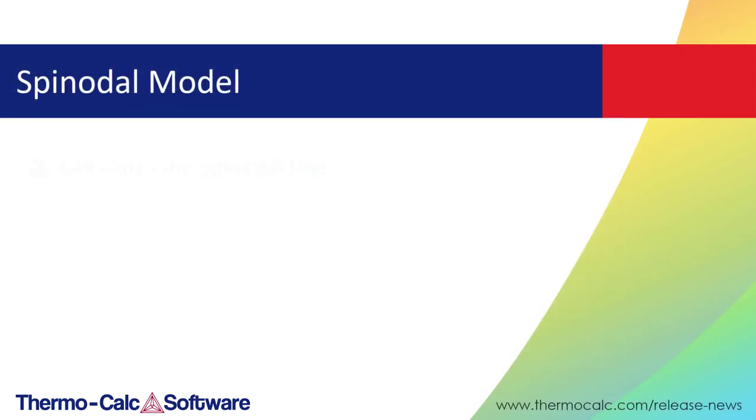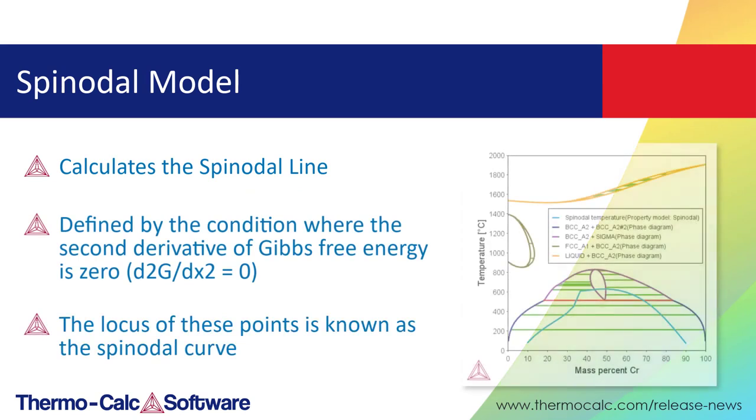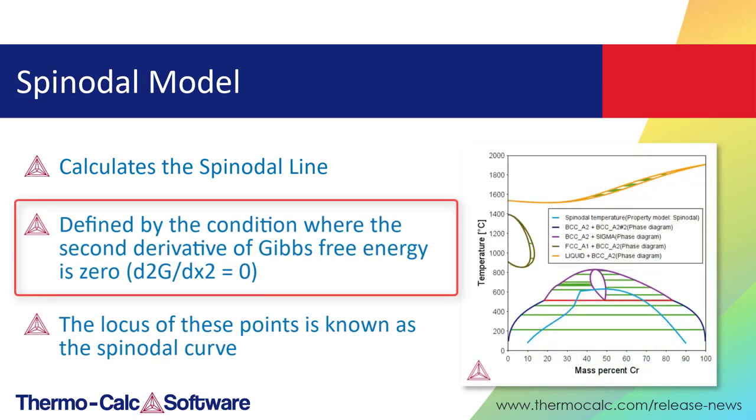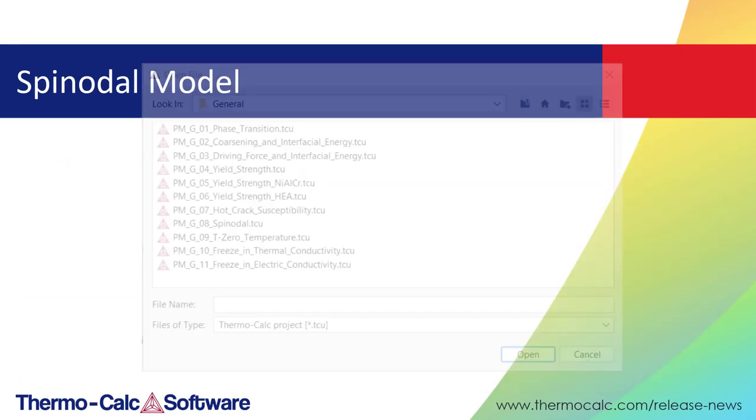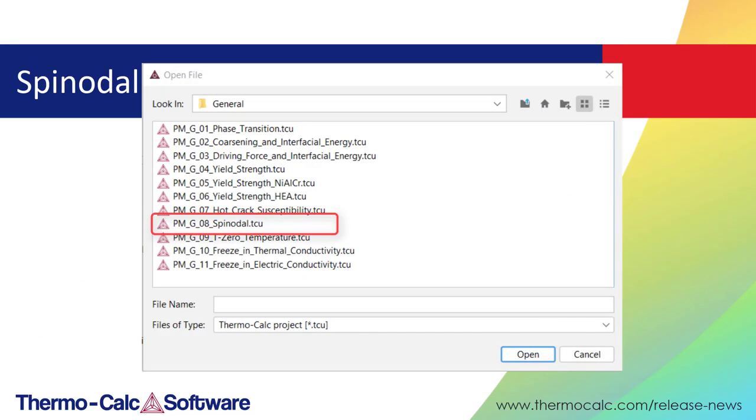The Spinodal model is a new property model that calculates the spinodal line. The spinodal is defined by the condition where the second derivative of Gibbs free energy is 0. The locus of these points is known as the spinodal curve. One new example is included demonstrating this new model, PMG08 spinodal.